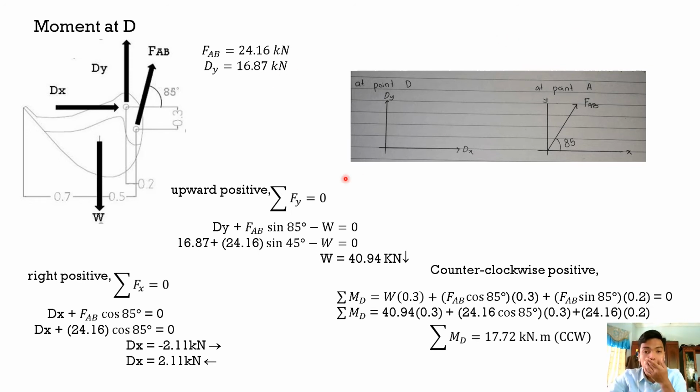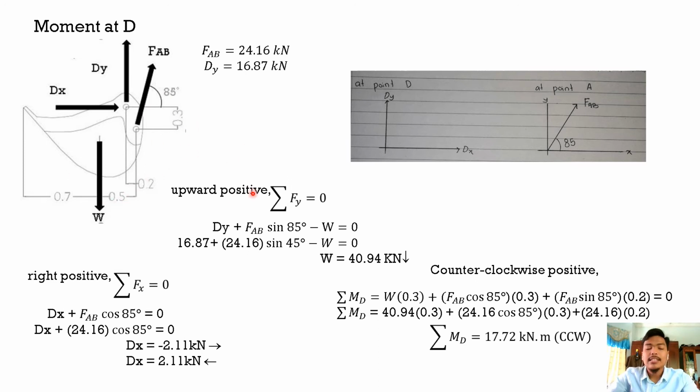Firstly, if we want to do the analysis, we need to take out the FBD for each point. We have point A here, point D, and the weight point. So here is the FBD that I take out from this. I transfer to point D and point A. Then we can apply the equation of equilibrium, or EOE, based on the dimensions we get from the internet, because we don't have the dimensions. So I take the dimensions from Google.